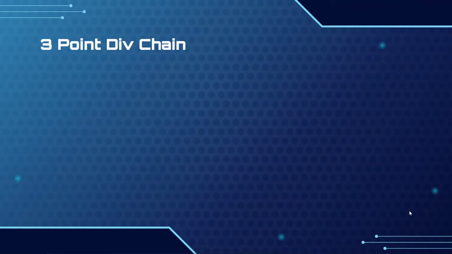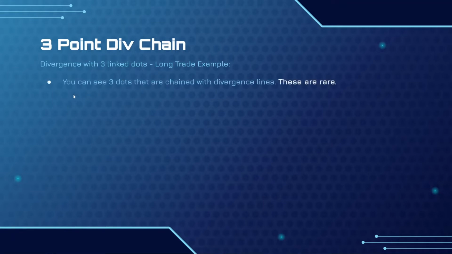First up, we have the 3-point div chain, which comprises divergence with 3 linked dots. And we're going to go through a long trade example. So you can see basically 3 dots that are chained with divergent lines. They're pretty rare, but they are quite high probability of success.